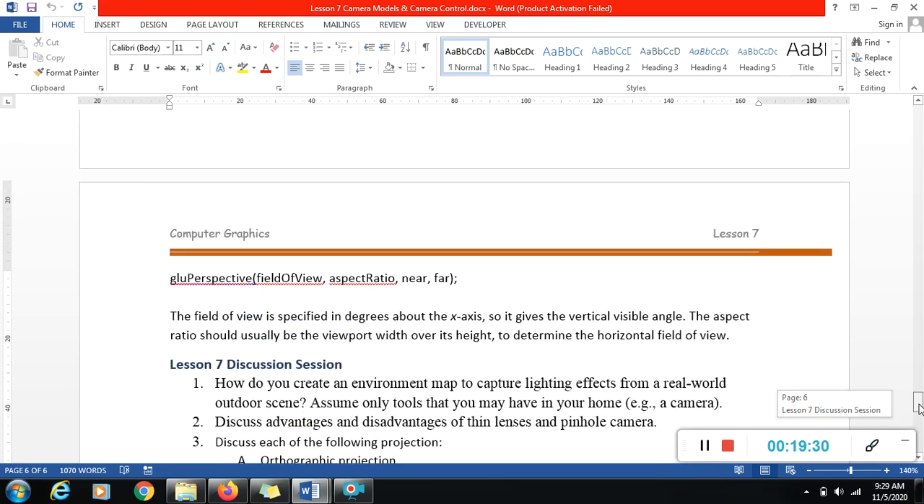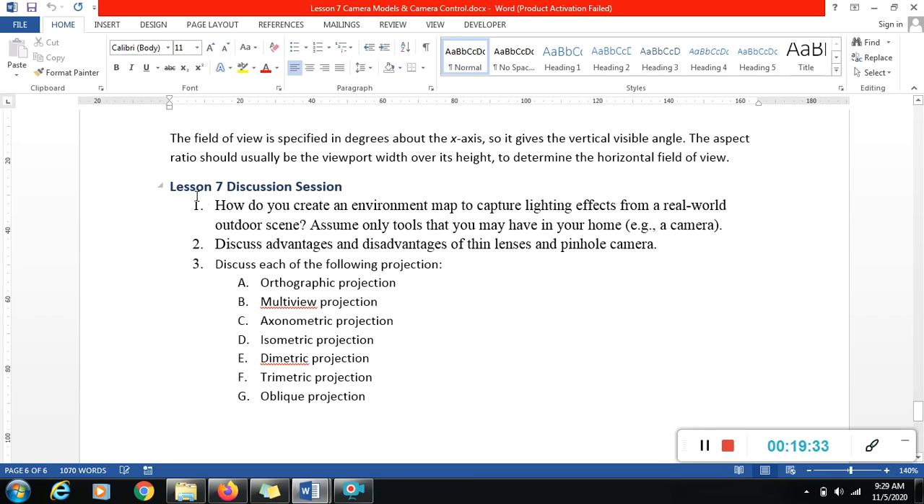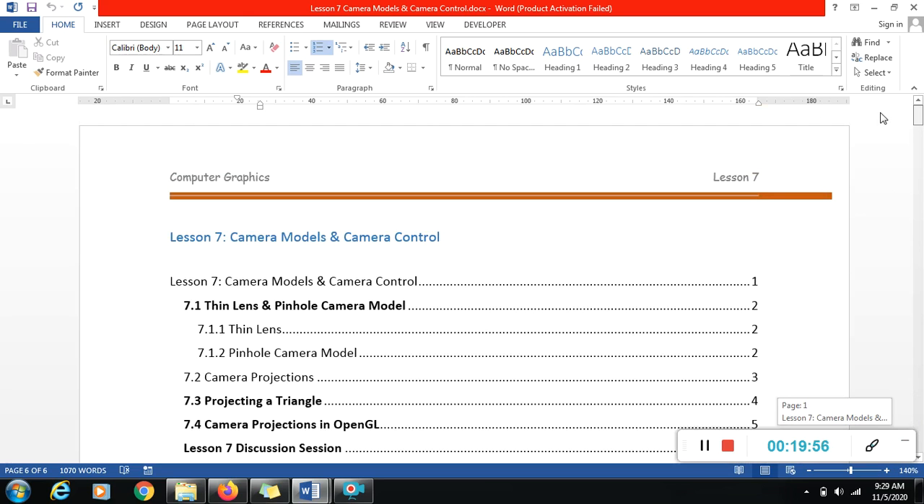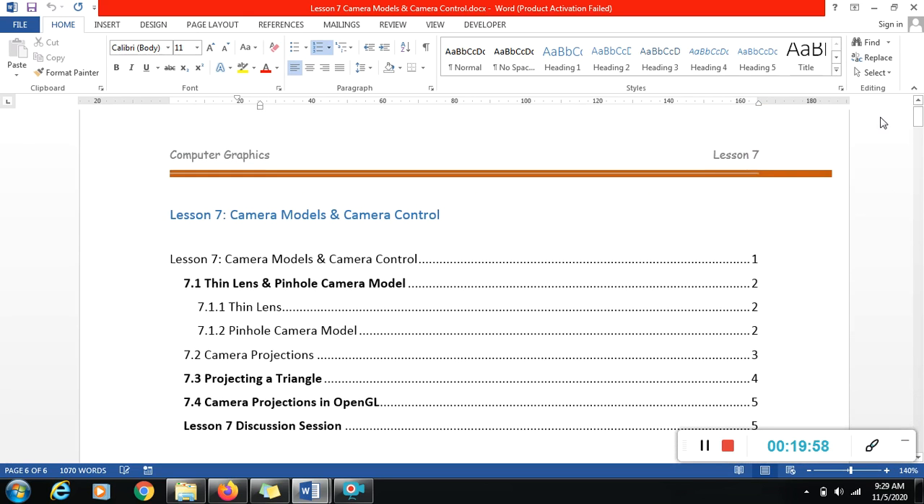This part to do with camera control, I will encourage you to go through this and find more. It will guide you into more, like in this question: discuss each of the following projections: orthographic, multi-view, axonometric, isometric, dimetric, trimetric, and oblique, and also discuss the advantages and disadvantages of the thin lens and pinhole camera. The main idea of this lesson is to introduce you to the idea that when you're talking about camera models and camera control, in this topic we are bringing ourselves from the physical world, which we know of the camera, the lenses and so on, into the virtual world where we have virtual cinematography and how these cameras are able to mimic.